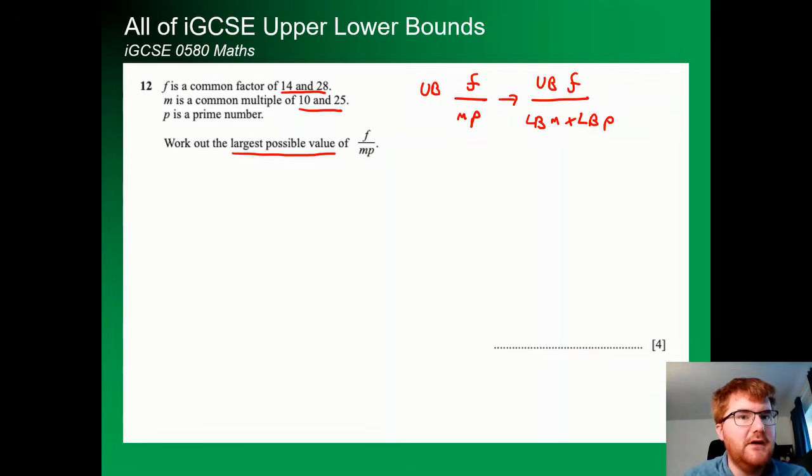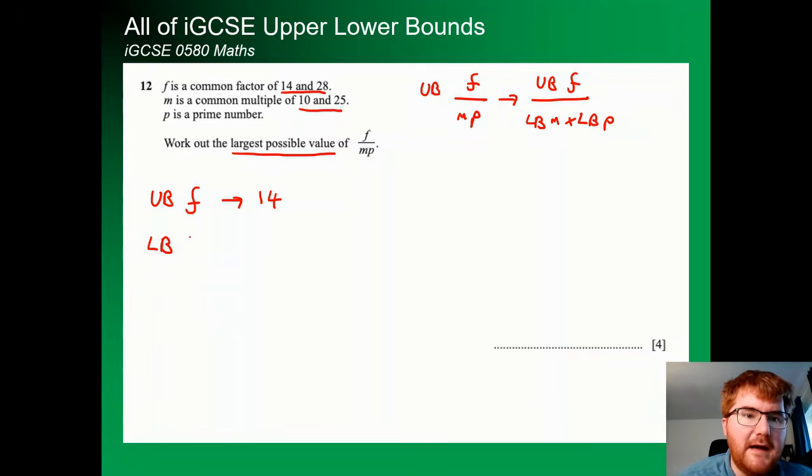Because if you divide by a small number, it's going to actually make the fraction itself bigger. So let's go through this process. We want the upper bound of f. So we want the biggest factor that goes into 14 and 28. Well, remember, 14 is a factor of 14 and 14 goes into 28. So our upper bound of f, the biggest number we can find, is 14.